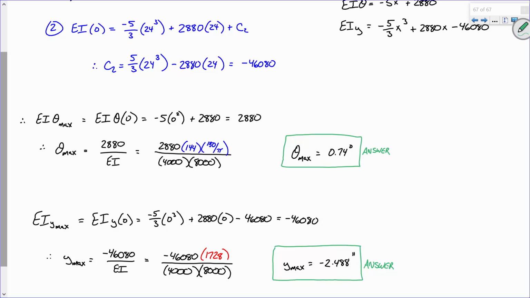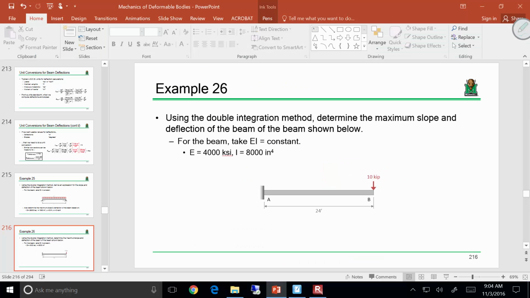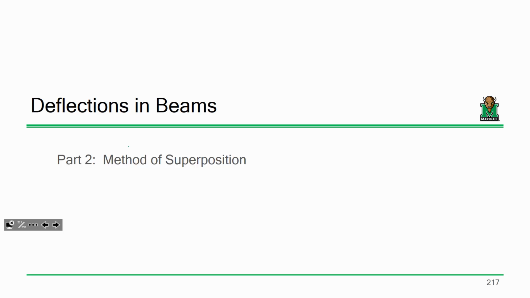Okay, all right. I do want to introduce the next deflection method that we're going to do, which is pretty simple. There's really not a whole lot to say about it. And it's the method of superposition, okay? Now, what I mean by the method of superposition is this, okay?